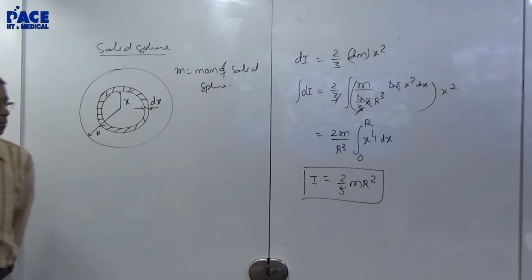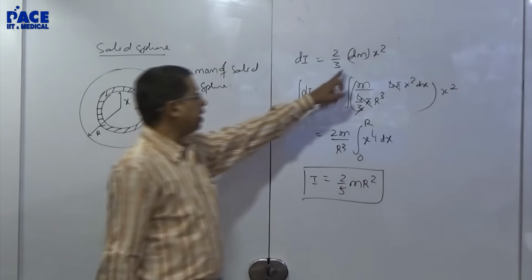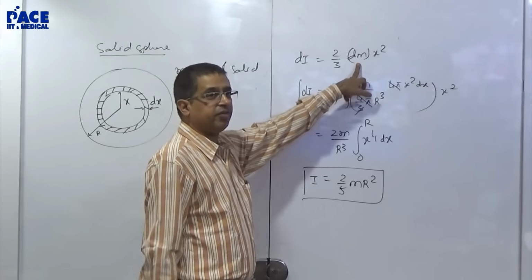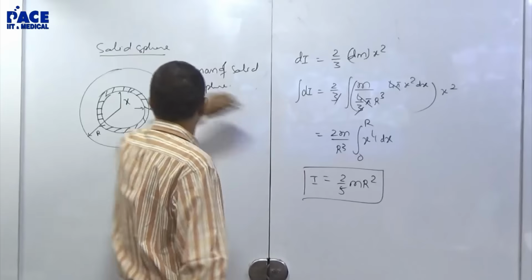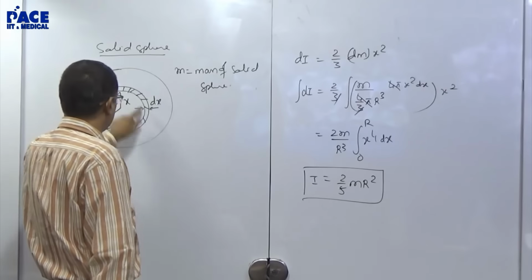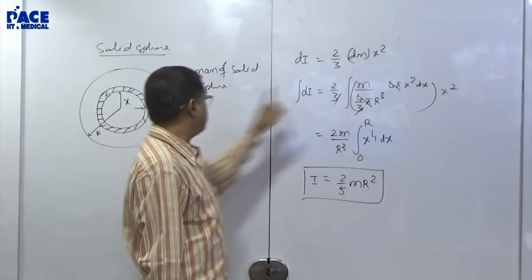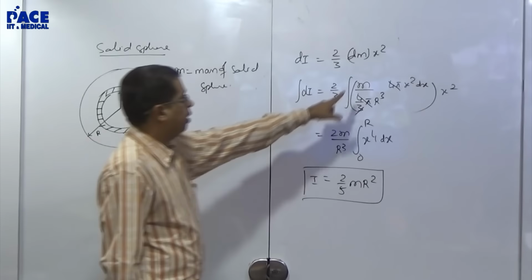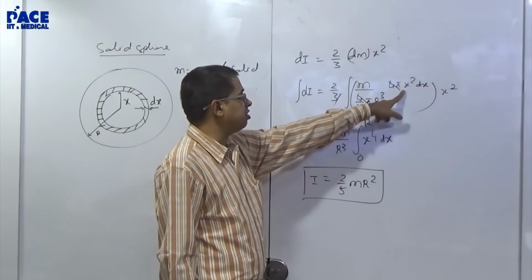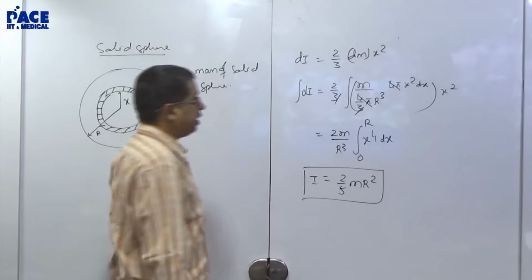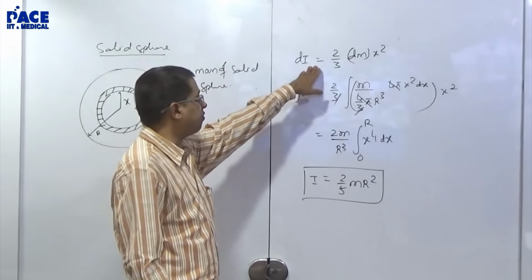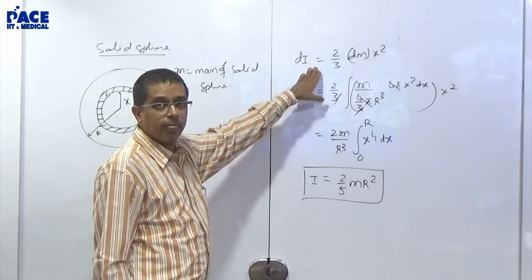Sir, can you explain the first step? 2 by 3 mr square was the moment of inertia of a hollow sphere, so the hollow spherical shell formula will be taken. dm is the mass of the spherical shell, mass per unit volume into volume of the shell. That you integrated. You used the formula of the hollow spherical shell.